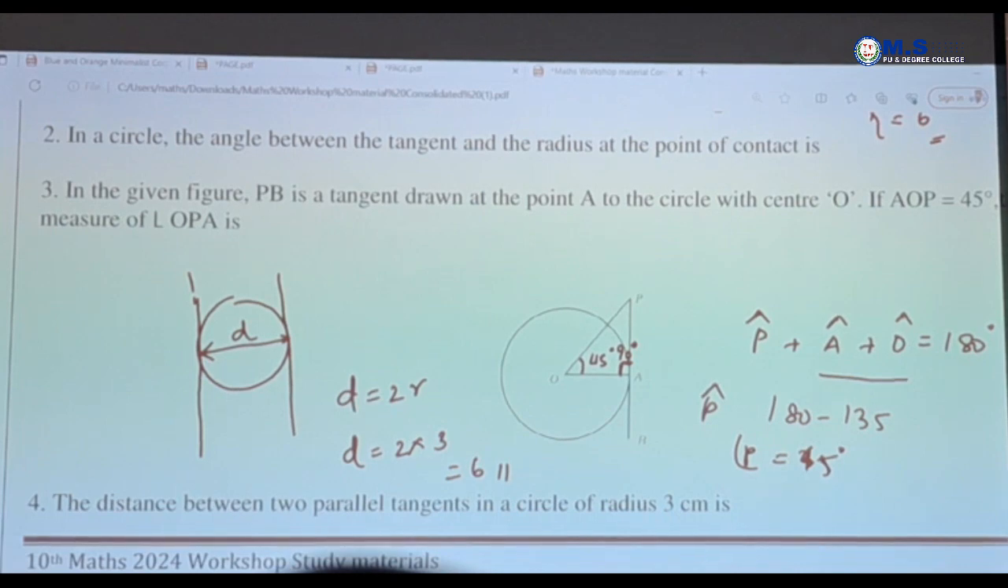How many tangents can be drawn to a circle? Infinitely many tangents. How many tangents can be drawn to a circle at a point? Only one. At a point, don't get confused. Last time many of the same questions were asked. Maybe they have written infinite. If it says how many tangents, it means infinite. How many tangents at a point is 1.